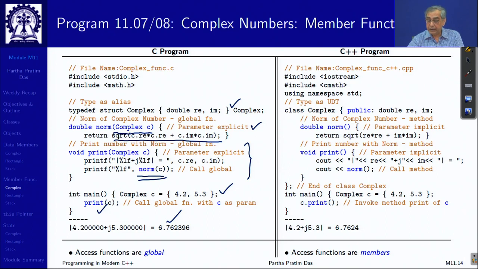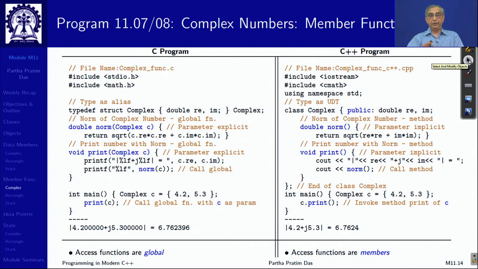So, this is the C way of doing it, which you are all absolutely familiar with. In C++, we do something very interesting. This part is what you have already seen, the data members. Now, within the scope of the class, the pair of curly braces, you can write a function.